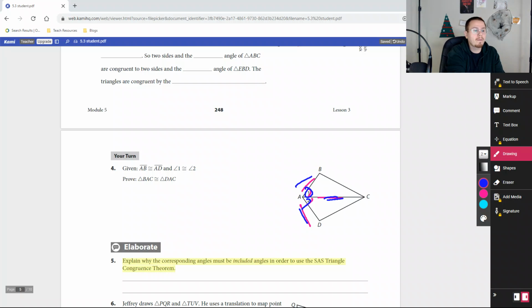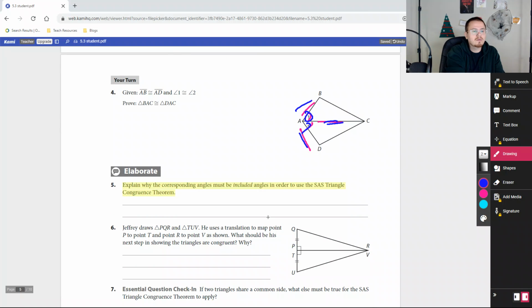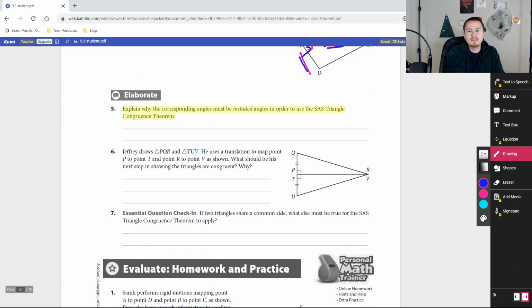Explain why the corresponding angles must be included angles in order to use the SAS triangle congruence theorem. Well, if the corresponding angles are not included angles, then there's more than one possible triangle. So if you try to do something like side-side-angle and not follow these rules for SAS, you're not right. You're wrong. So be right.